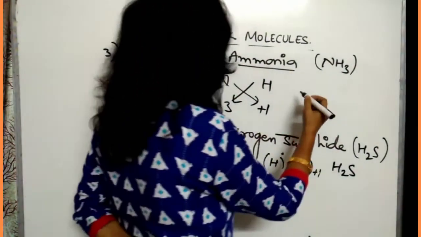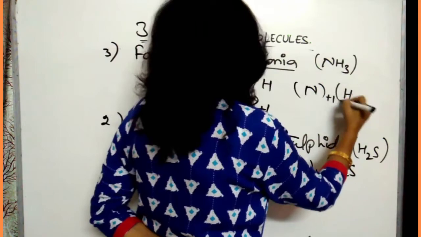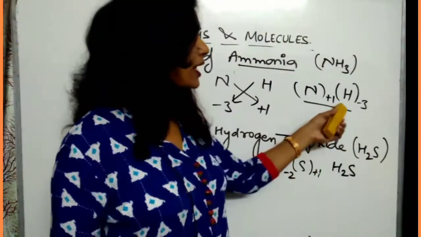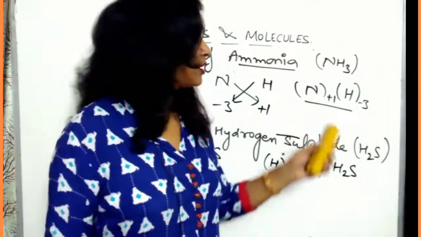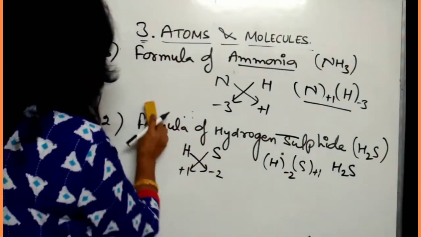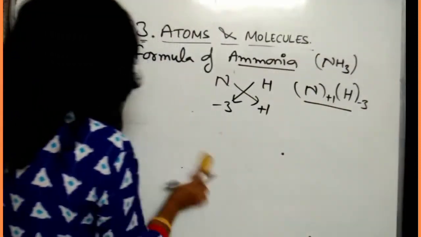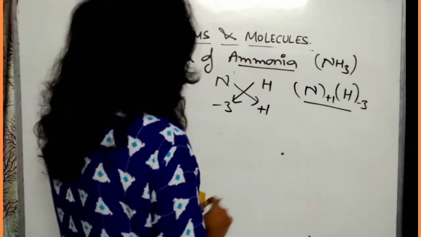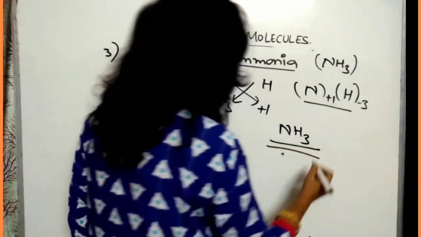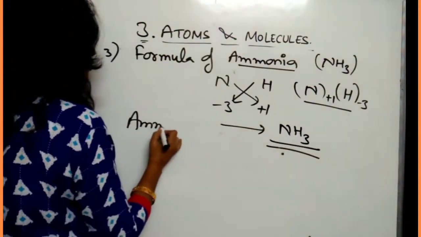Got it? So what will you write? You will cross over the valency, like that. Next step, what I told you: ignore the 1 if there is 1 and take off the bracket also. Like that we have written NH3. So this is the formula of ammonia.